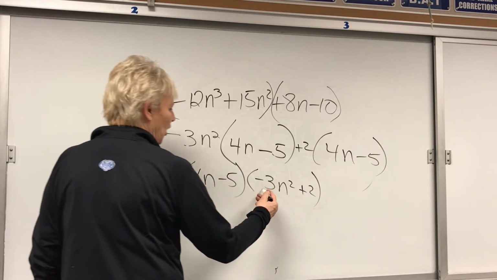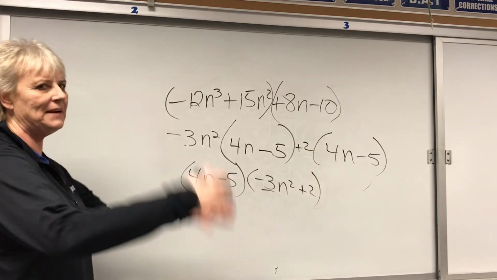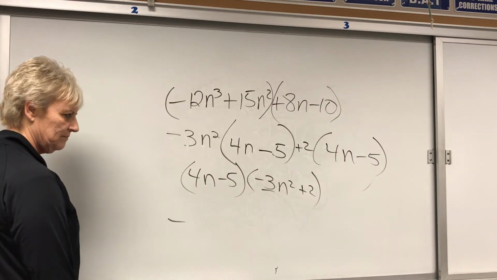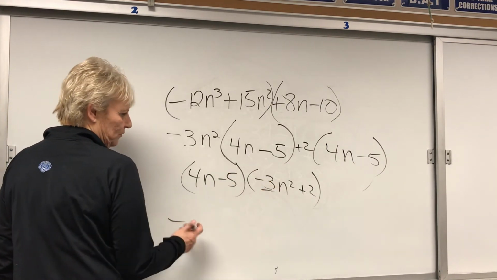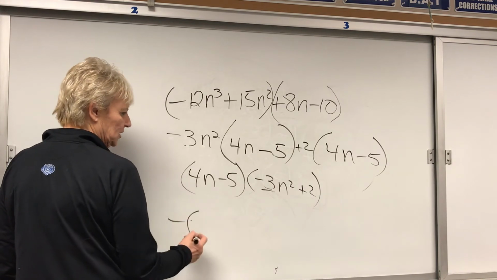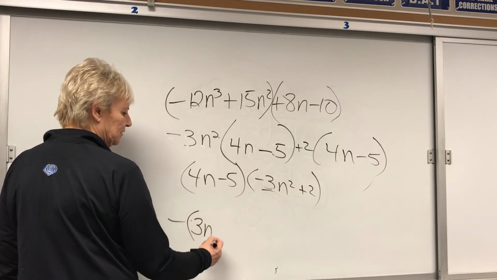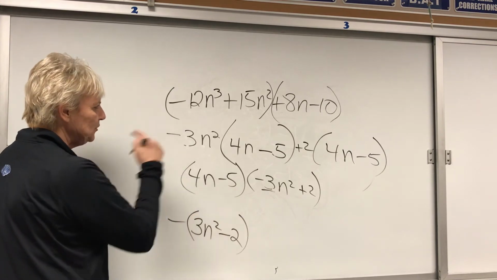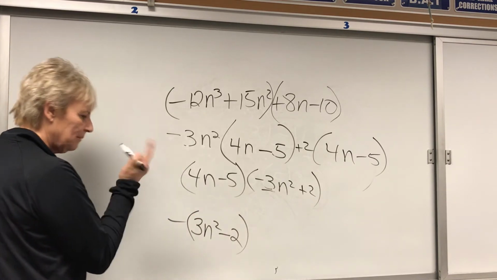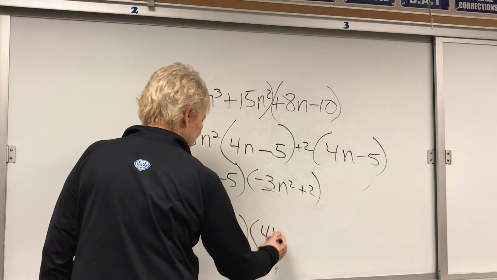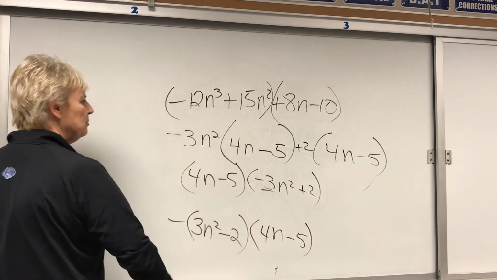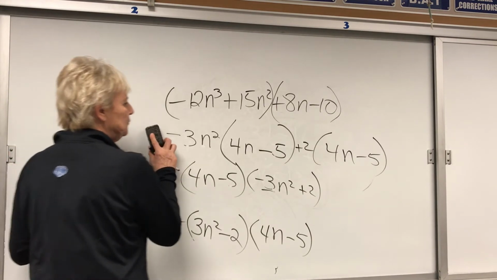If you have a leading coefficient that's negative, we got to come now and take it out. You can put it in the front anywhere. You can take this over here if you want. It doesn't matter what's first. But that's now going to be positive 3n squared minus 2, and 4n minus 5.